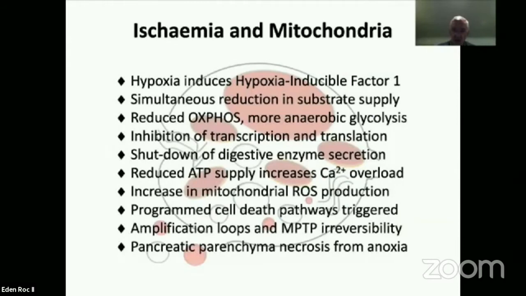Mitochondria respond with hypoxia-inducible factor 1 and more anaerobic glycolysis, but this is often insufficient when the calcium overload is marked and the cell death pathways are triggered. In the presence of less ATP, necrosis is the end result. And with the microvascular abnormalities and mitochondrial compromise, amplification of these pathological sequelae occurs.